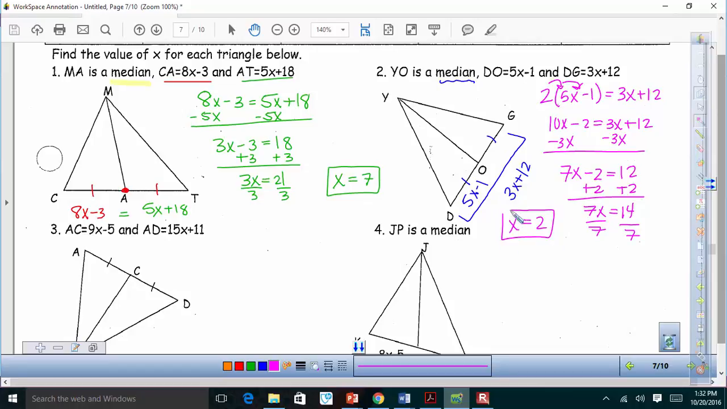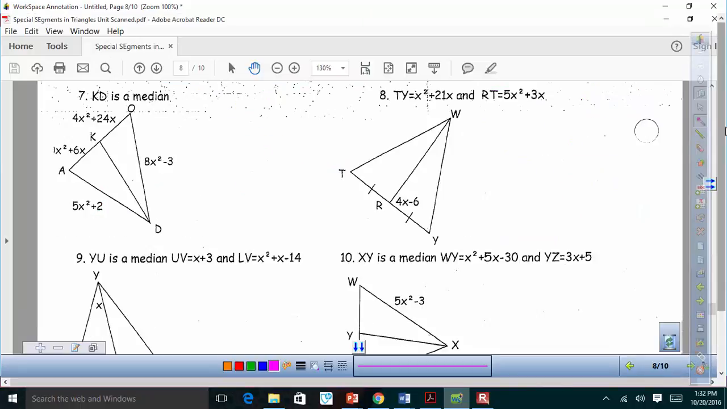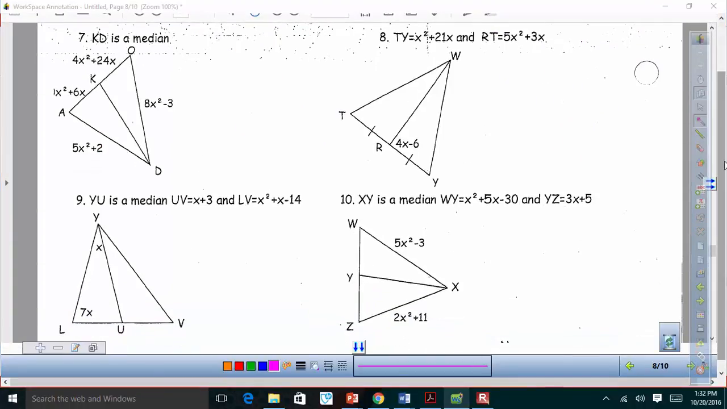Okay, so all that median means when it's talking about sides of a triangle is that the 2 pieces that it splits it into are equal. So that's how we're going to set up to solve every time. All right. Next, I want to look at the back, so some that have some x squareds in it.